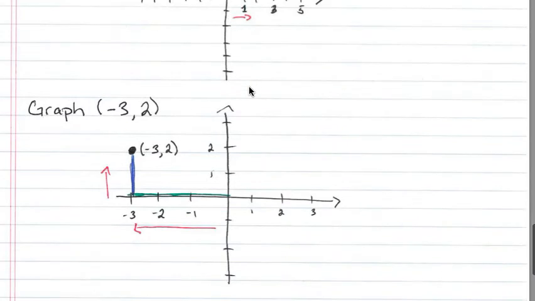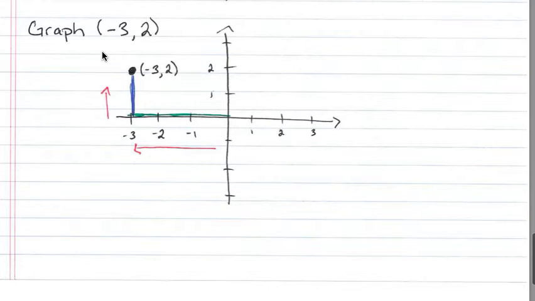Now let's look at another one that is slightly different. Graph -3, 2. So why this one is different is it has a -3. However, the same rules still apply. The x value, the back and forth one, is still on the horizontal axis, only this time it's a negative, so we're going the other way. We're going to count -3, 1, 2, 3 in the other direction. The y value is still positive, so we still go up for that one. 1, 2. So this point is -3, 2.